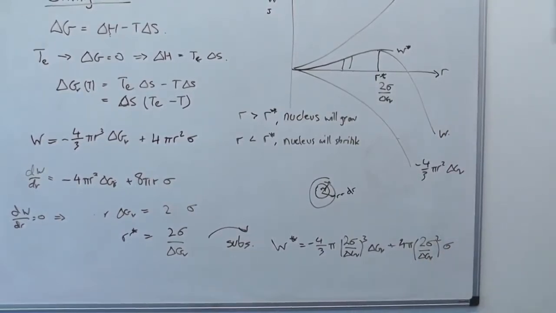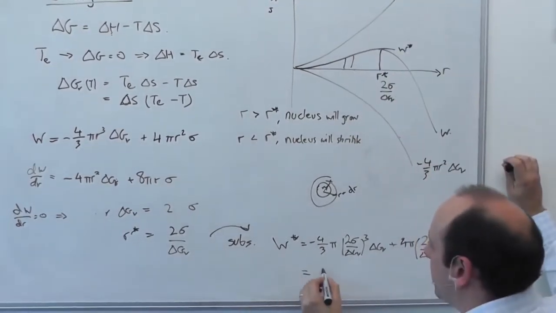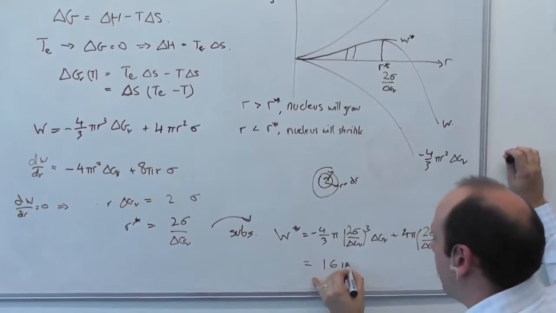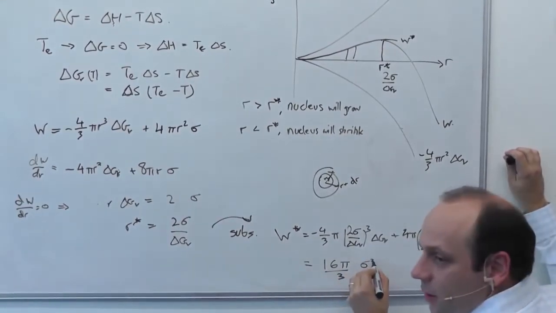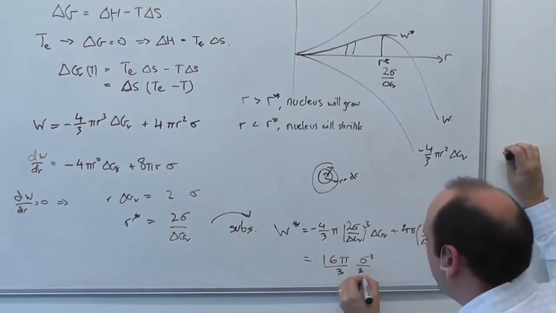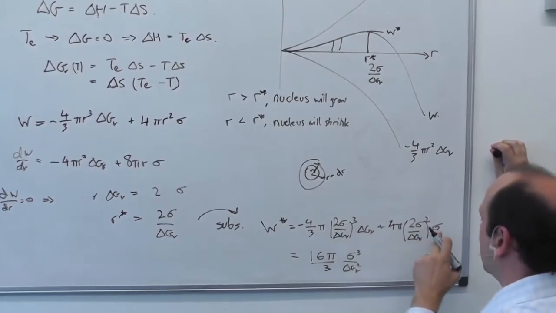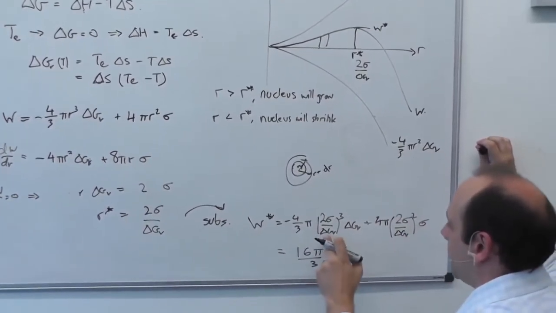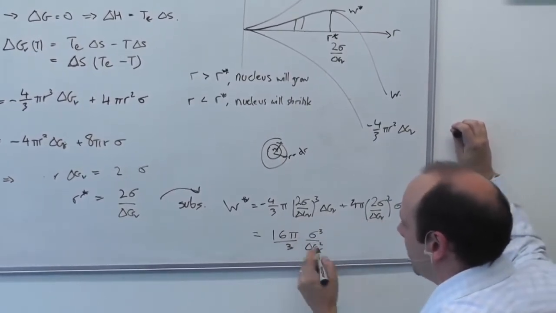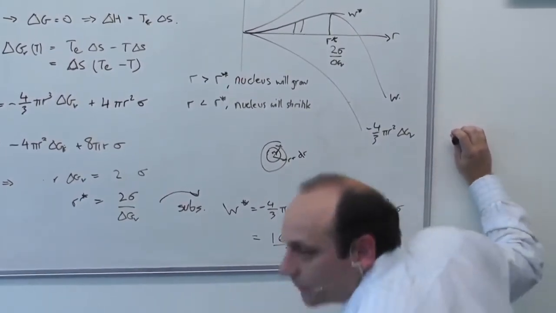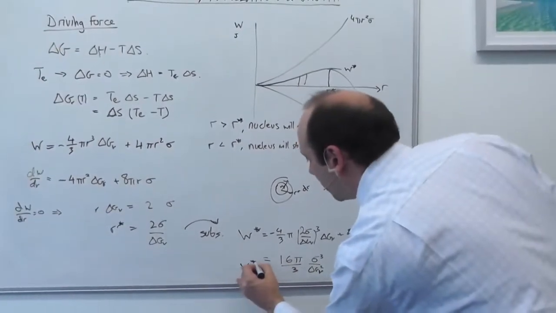And if you multiply that out, you end up with an answer that's 16 pi by 3 of sigma cubed over delta GV squared, because you've got a sigma cubed there, sigma squared times sigma, sigma cubed. You've got a delta GV cubed over delta GV, so that's going to be squared on the bottom. So it all comes out. And so that's our solution for W star.